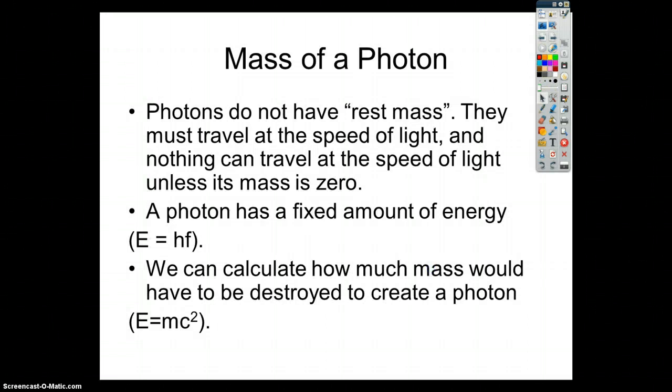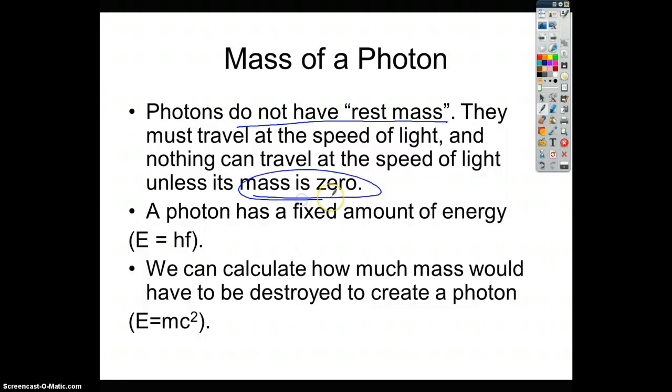For the next section, we're going to talk about the difference between the energy of a photon and the energy of something that actually has mass. Photons, or little light particles, do not have what we call rest mass. They have to travel at the speed of light, and nothing can travel at the speed of light unless its mass is absolutely zero. Now, we do say that photons have a fixed amount of energy.